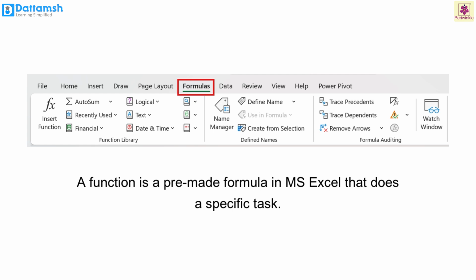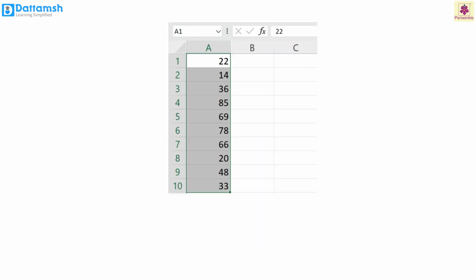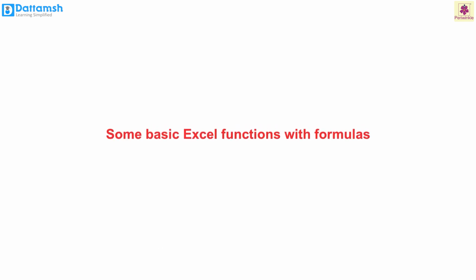Excel functions. A function is a pre-made formula in MS Excel that does a specific task. Instead of writing long formulas by yourself, you can use a function and Excel will do the work for you. If you have numbers in cells A1, A2, A3 up to cell A10 and you want to select them all together, this group of cells is called a range. Students, now we will explore some basic Excel functions with formulas.